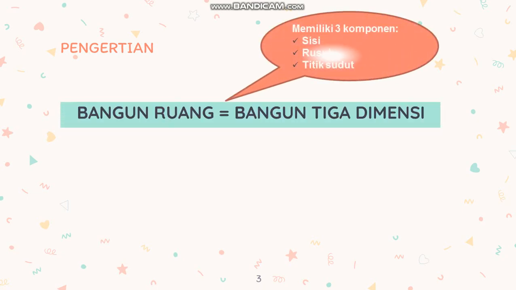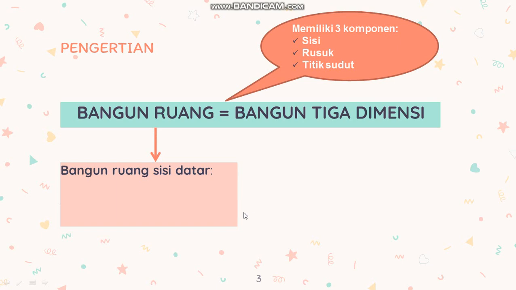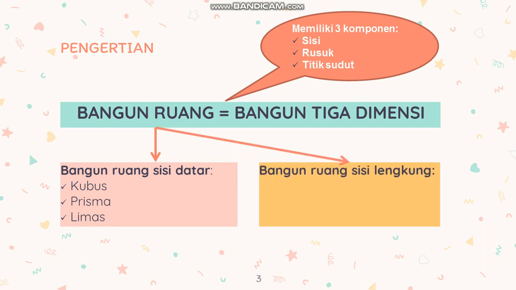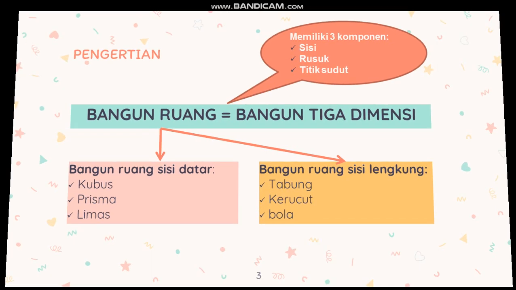Bangun ruang disebut juga bangun tiga dimensi yang memiliki tiga komponen, yaitu sisi, rusuk, dan titik sudut. Terdiri dari dua macam, yaitu bangun ruang sisi datar. Yang termasuk bangun ruang sisi datar, yaitu kubus, prisma, dan limas, serta bangun ruang sisi lengkung, yaitu tabung, kerucut, dan bola.